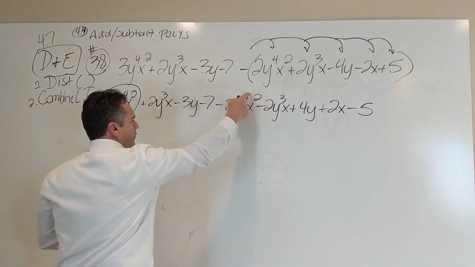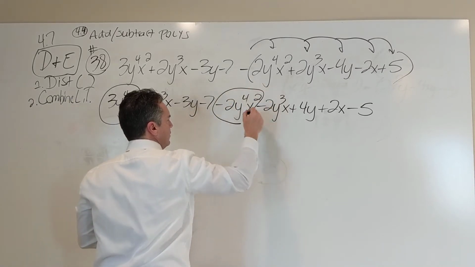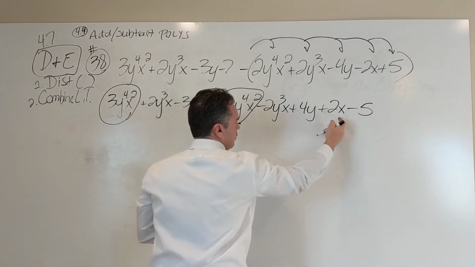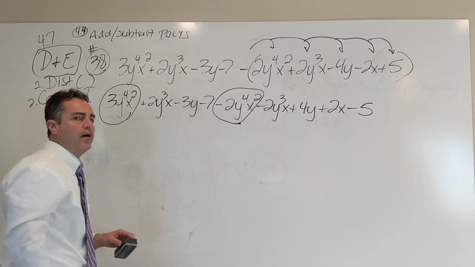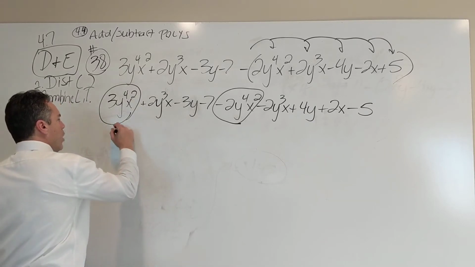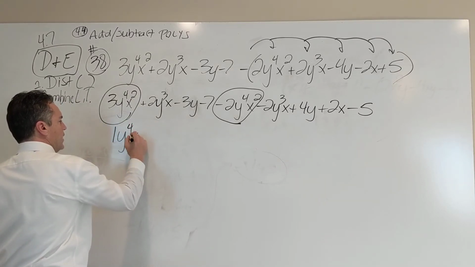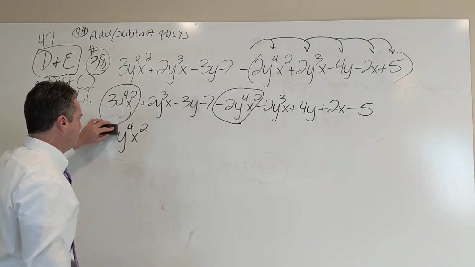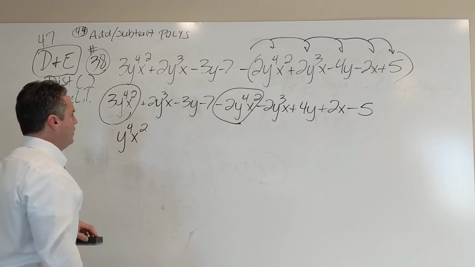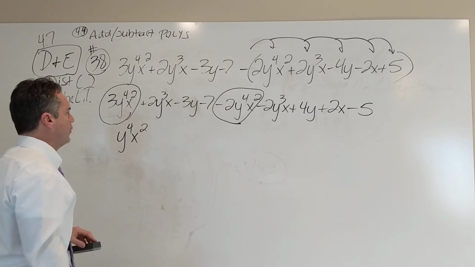Nope. Y to the fourth x squared, that one is. How about this? Nope, no, no, and no. So those two can combine. 3 minus 2 makes 1. So will we write 1y to the fourth x squared? No, we don't need the 1. 1 times anything is itself. We're always trying to simplify things in their simplest state, so it's just y to the fourth x squared.